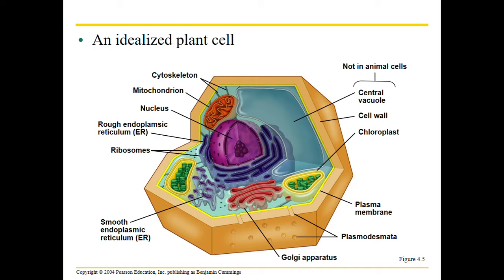Next we have a plant cell. So plant cells look a little bit different than animal cells, right? And they have these cell walls that animal cells don't have. The cell wall is actually the outside of the plant cell. And then we have different specialized cells inside of the plant cell for photosynthesis that we'll talk about later as well.